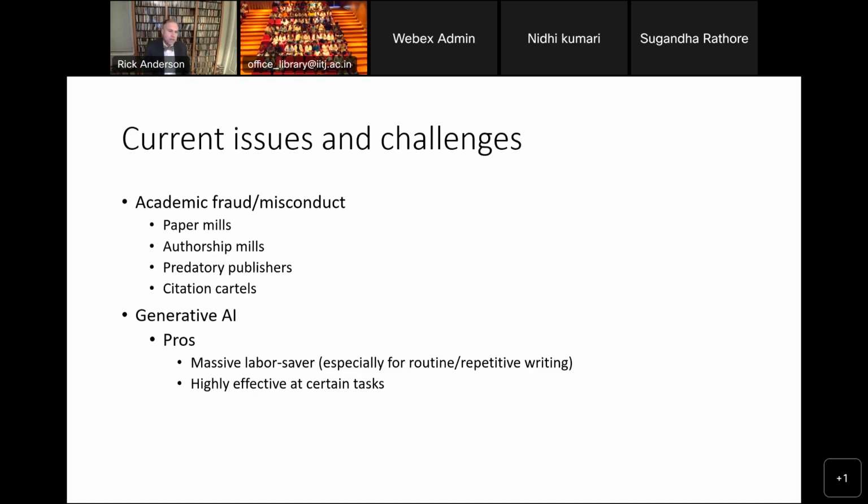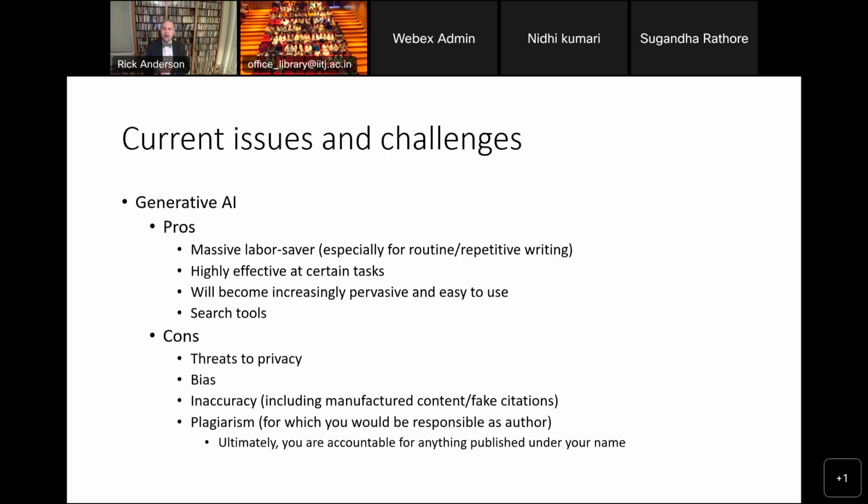We need to talk about generative AI. I am not an expert on language learning artificial intelligence programs, but we can certainly talk about the fact that generative AI has the potential to save us a huge amount of labor in some ways that might be perfectly ethical and very effective.